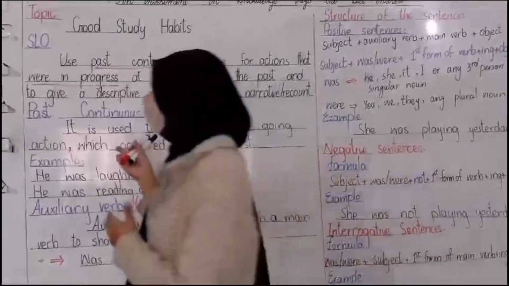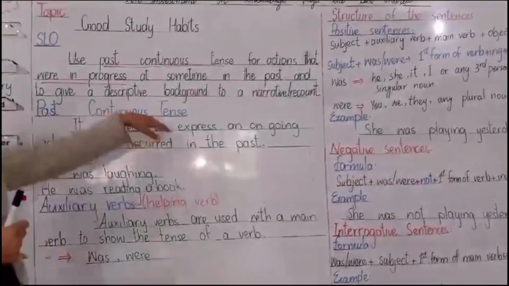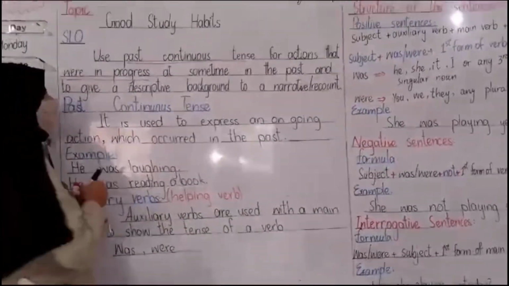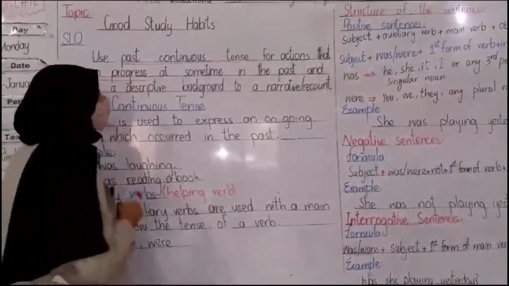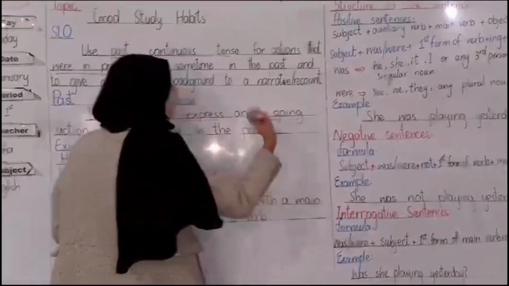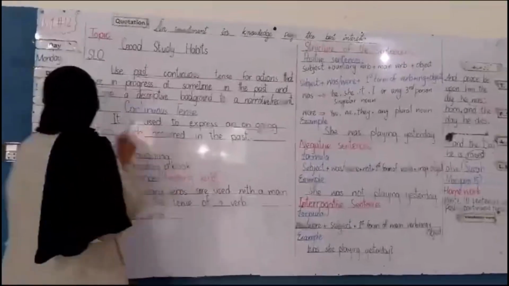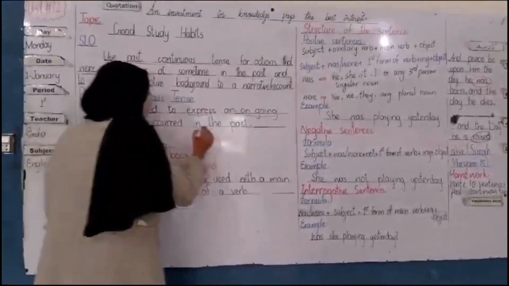Let's move to our today's topic, that is about past continuous tense. My dear students, we use past continuous tense to express an ongoing, which is in progress, action which occurred in the past.